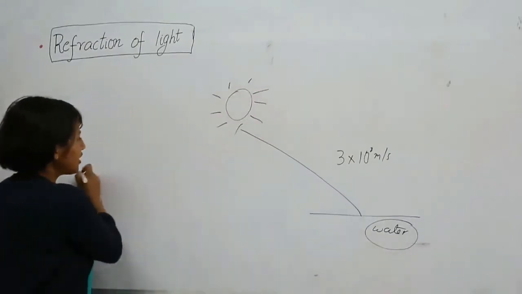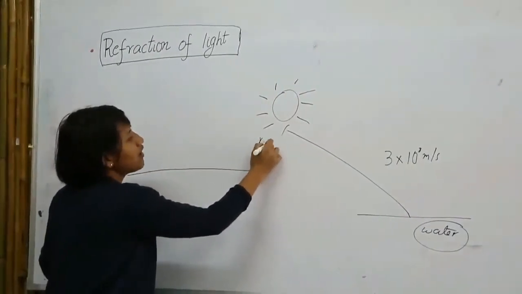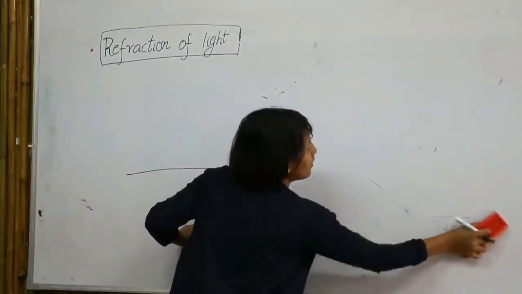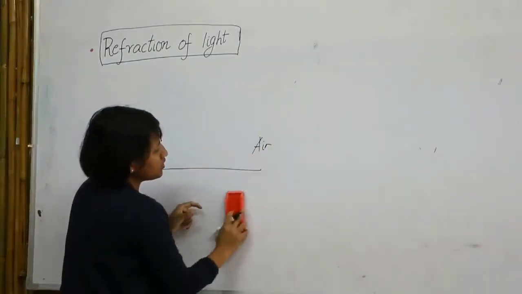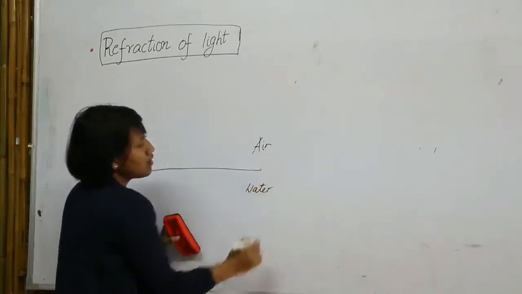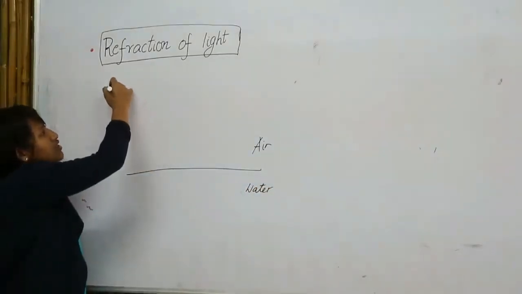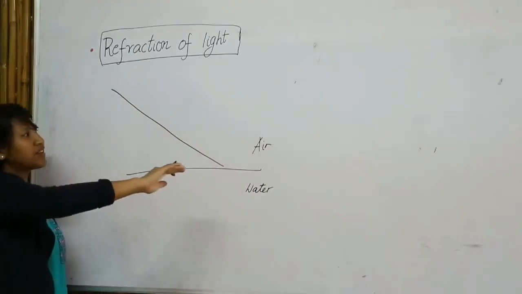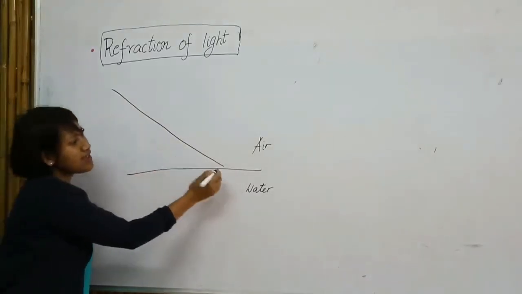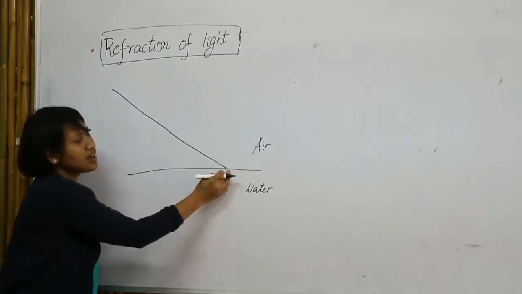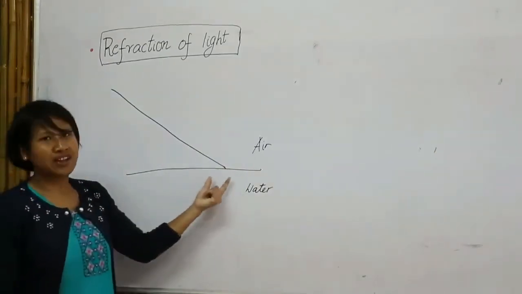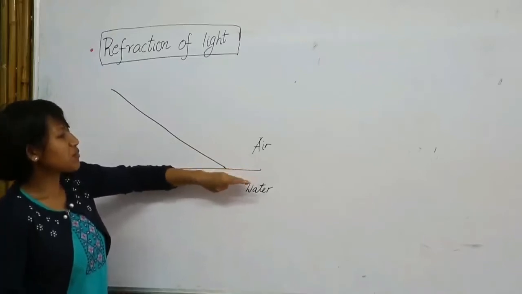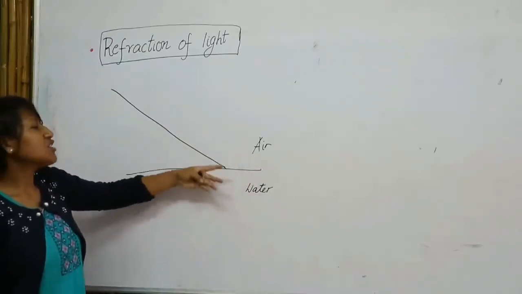Now for example, take two media, air and water. Light is traveling through air in its usual path. Now what happens to the speed of light when it strikes the surface of separation between air and water? What happens to this ray of light?